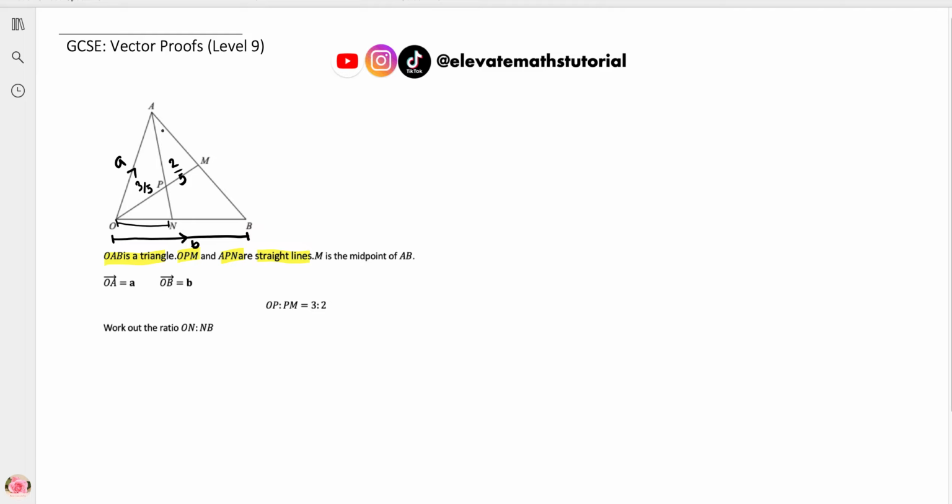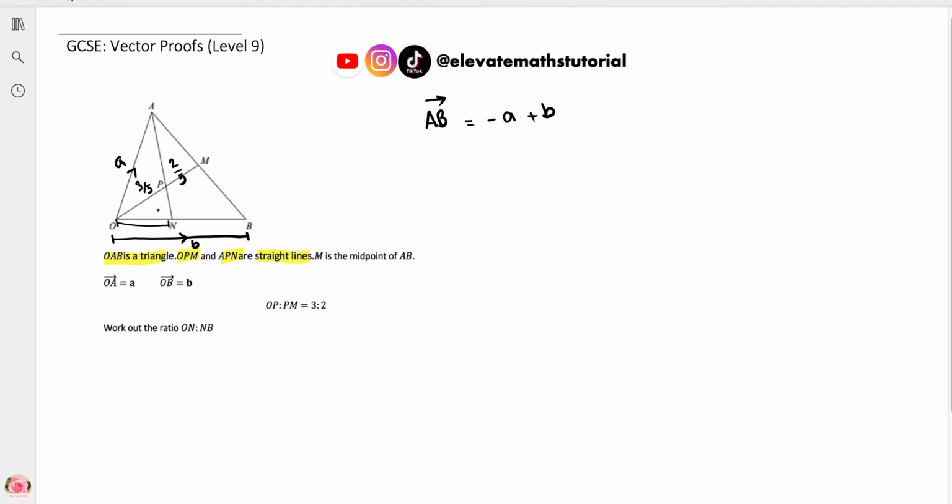Okay, the common vector that we can find is vector AB. Vector AB is going to be A to O, O to B. That's going to be minus A plus B. Okay, we found vector AB. It's from a triangle. We can see these two are given to us. The last vector that we need to find, you would naturally find it. That's always a mark. Always find the vectors that you can find.